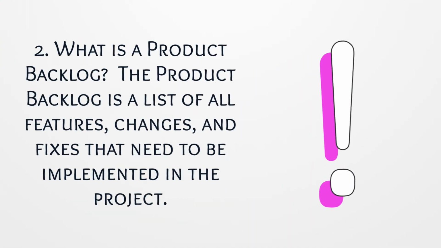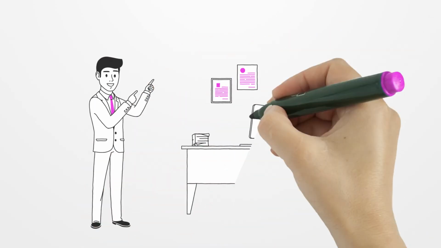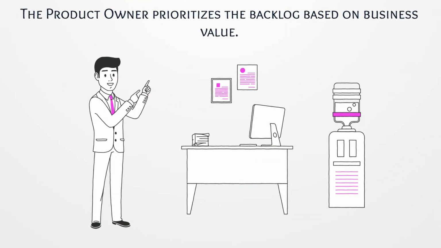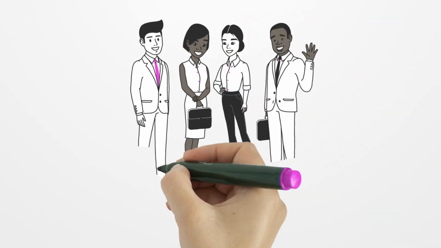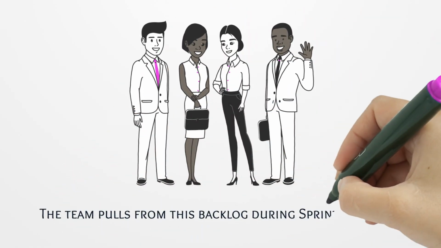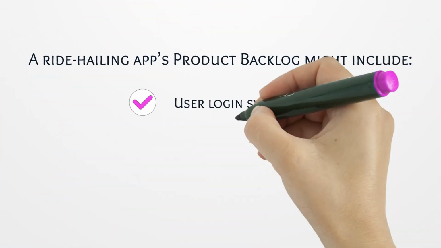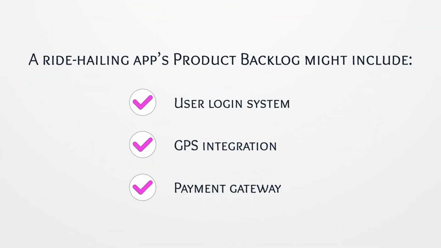Two, what is a product backlog? The product backlog is a list of all features, changes, and fixes that need to be implemented in the project. The product owner prioritizes the backlog based on business value. The team pulls from this backlog during sprint planning. Example, a ride-hailing app's product backlog might include user login system, GPS integration, payment gateway.